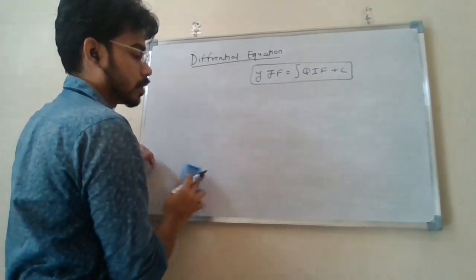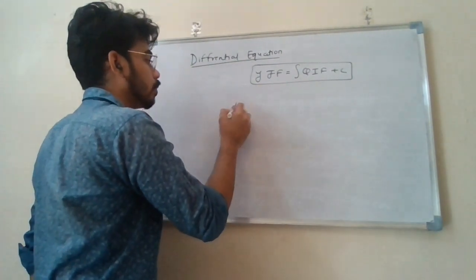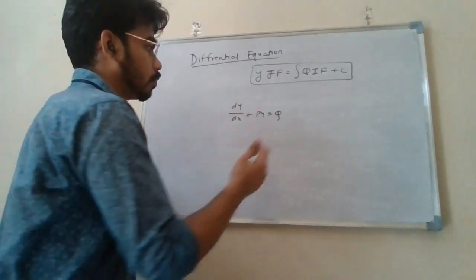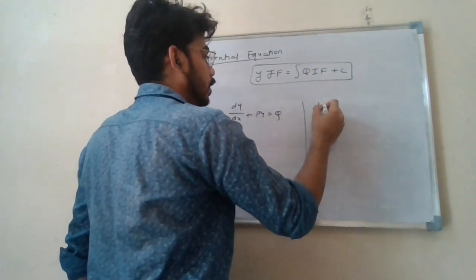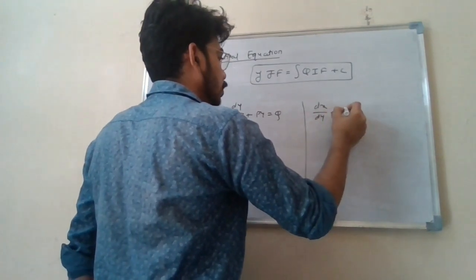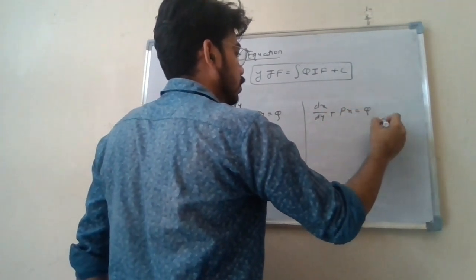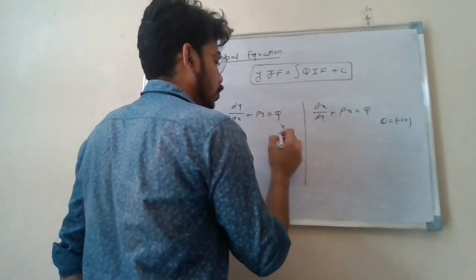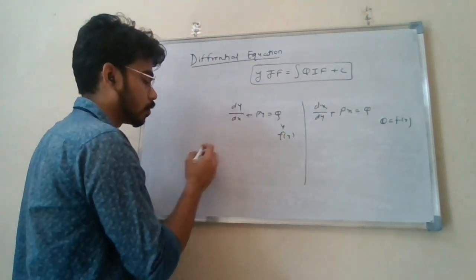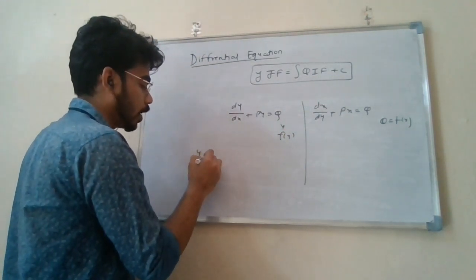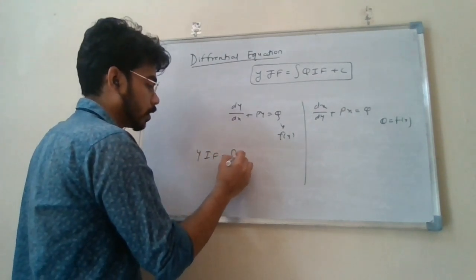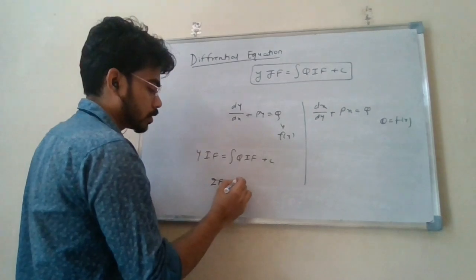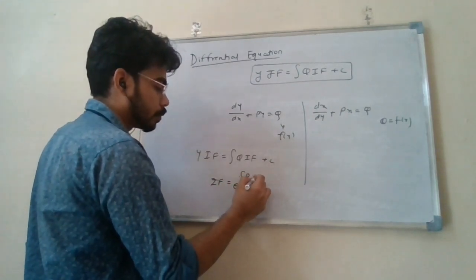Next, sometimes we don't have the form dy by dx plus py is equal to q directly. Instead, we will get the form dx by dy plus px is equal to q, where q is a function of y, here q is a function of x. So in this type, how do we write the solution? y into integrating factor is equal to integration of q into integrating factor plus c, where my integrating factor is e to the power integration of p dx.